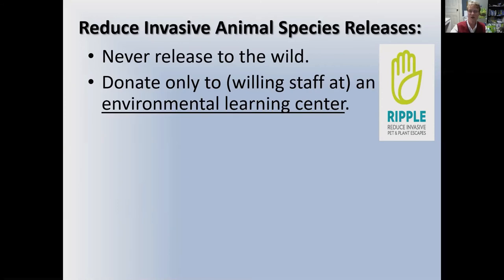Also, donate only to an environmental learning center and willing staff at that center. We don't want to just go there and drop it off on the property. We need to make sure that they are interested in that particular species and that they are willing to take it from you, because they are part of either your district or a nature center, and you've had a conversation with them and they say, yes, we can use this in our teaching as well.